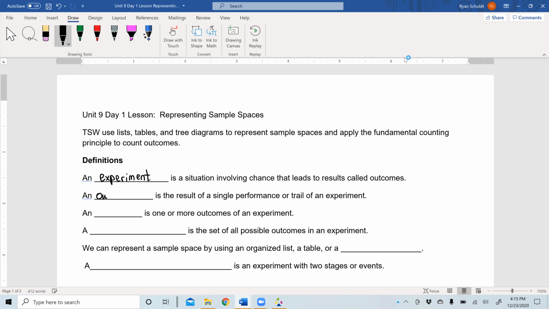An outcome is the result of a single performance or trial of an experiment. So let's say we're flipping a coin 100 times. The first time you flip it, let's say it lands heads. That single heads right there is an outcome. An event is one or more outcomes of an experiment. So an event is getting two heads in a row. That would be an event.